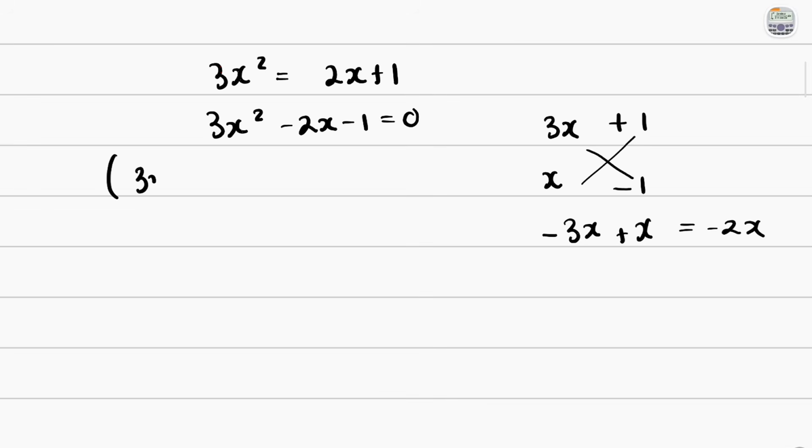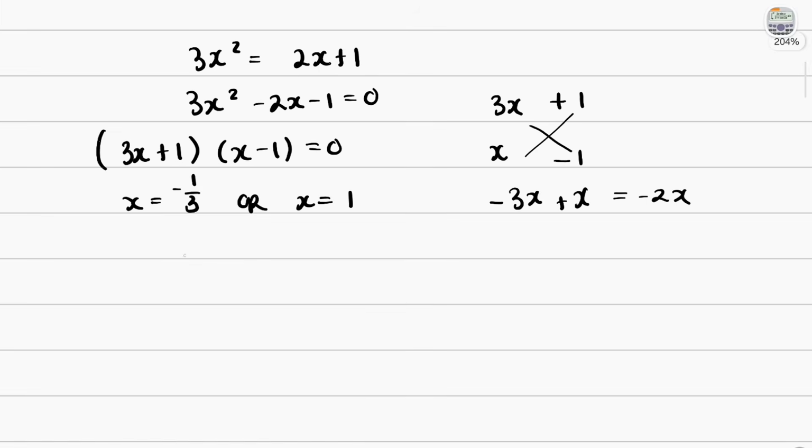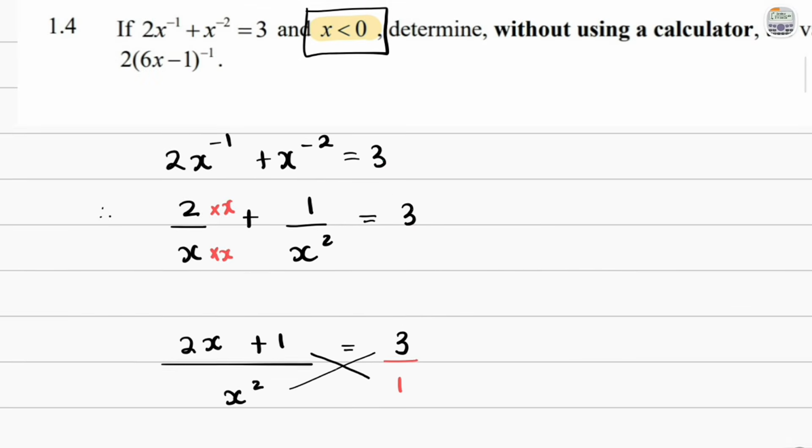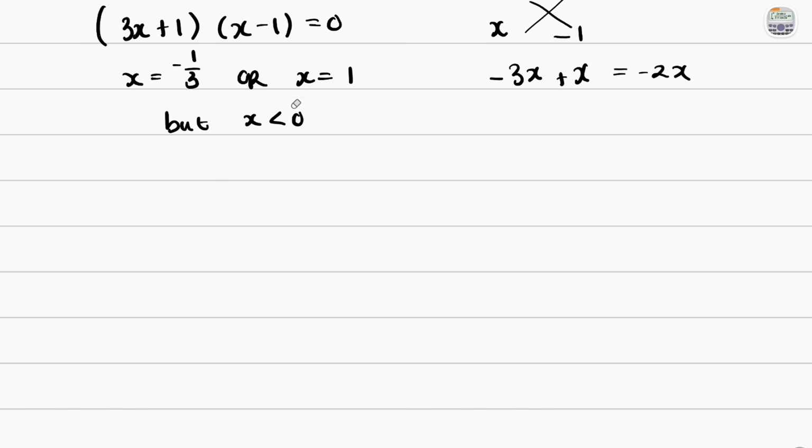So our factors are simply 3x plus 1 and x minus 1 is equal to 0. And now we can finally solve for x. So here, 3x plus 1 equals 0, 3x equals negative 1, and then x is equal to negative 1 over 3. Or x is equal to positive 1. So these are our 2 solutions. But remember that they said x is less than 0. So we will not accept this because this is positive. We need to take the negative solution, meaning x is equal to negative 1 over 3.